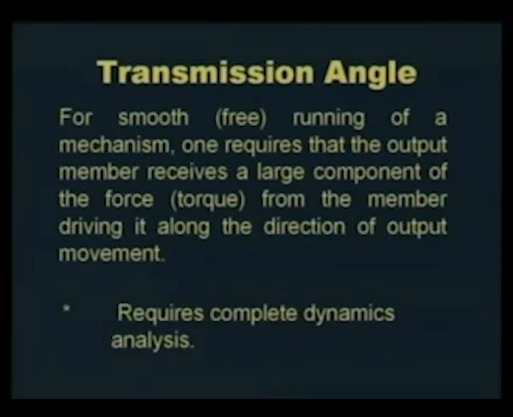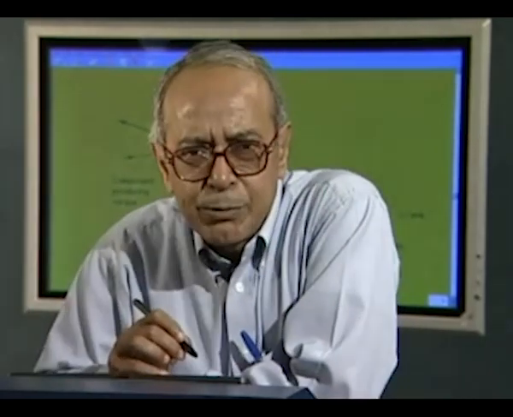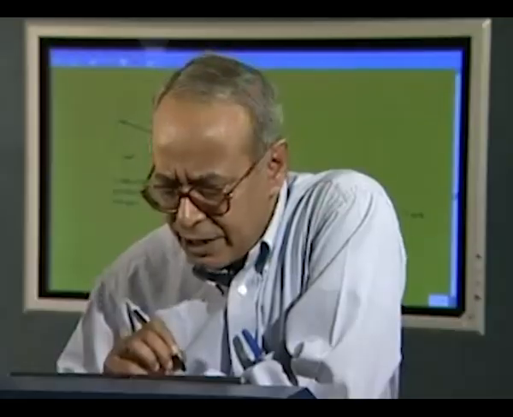However, even at this stage of kinematic design, what we do, we neglect inertia, friction and gravity and treat all the binary links as 2 force members, that is transmitting only axial force. With this assumption, the free running quality of a mechanism can be expressed in terms of what is called transmission angle. Let me explain this concept of transmission angle for a 4R crank rocker linkage.